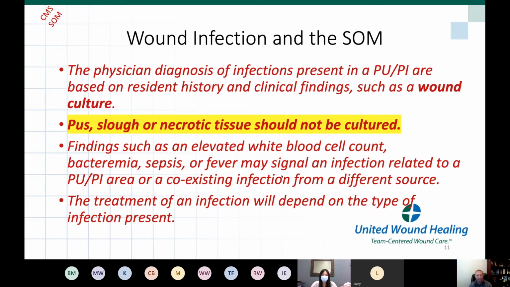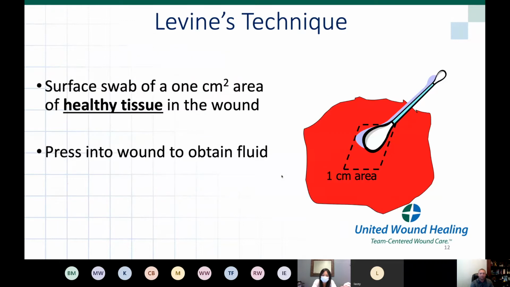Did you culture right? Findings such as an elevated white count, bacteremia, sepsis, or fever may signal an infection related to a wound. Let's just change it to surgical, pressure, whatever. Or a coexisting infection from a different source. So lab findings like CBC, WBC, sed rate, all that stuff your PCP is going to be doing and our wound care provider is going to be doing to document infection. The treatment of infection will depend on the type of infection present. That makes sense. So this is really right out of the State Operations Manual.